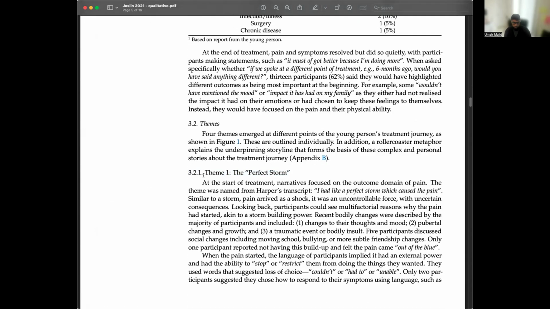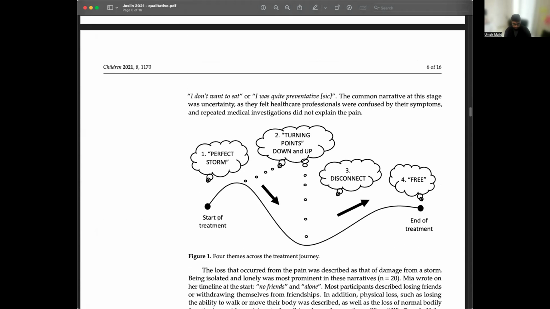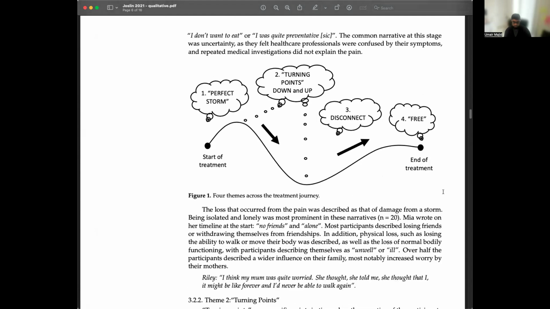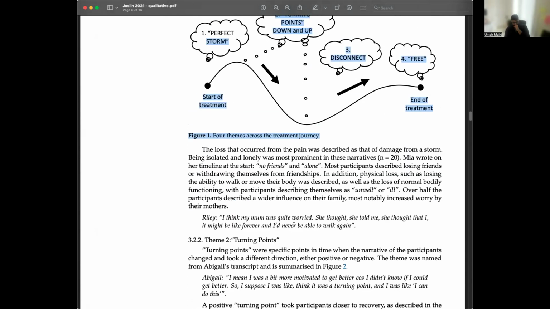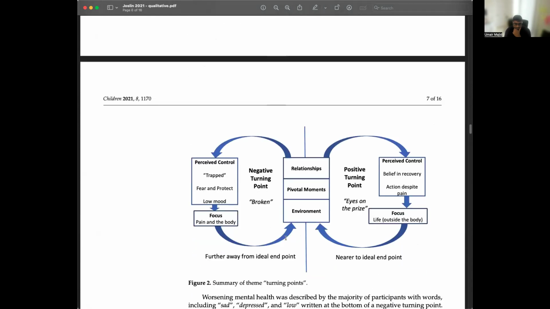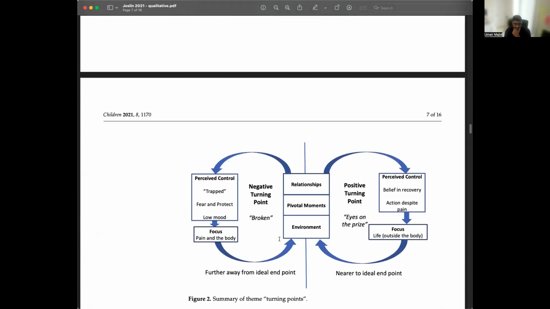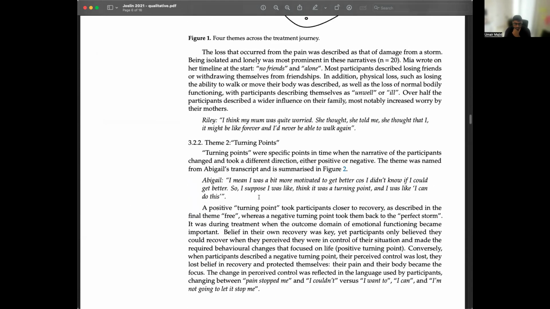But you can see theme 1, perfect storm, right? What was mentioned in the abstract. And this is a visual of all the stuff that they developed. Sometimes qualitative research has these as well. Then section 2, theme 2, turning points, right? Another important thing with qualitative research is that there'll be sections and there'll be statements, right, to describe the theme.